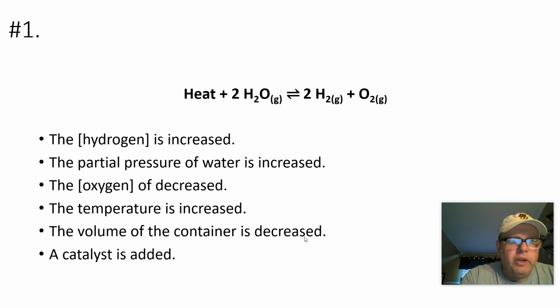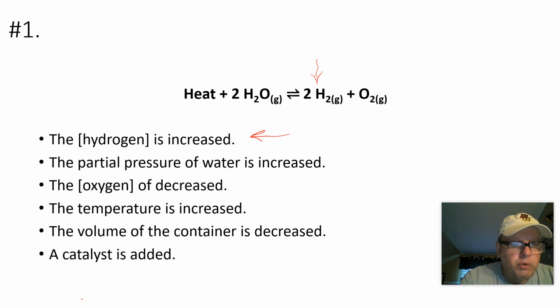So in the first one, if the amount of hydrogen is increased, so if I add more hydrogen, that is going to cause the system to want to get rid of the hydrogen. So in order to get rid of the hydrogen, it is going to shift equilibria to the left. It always wants to release the stress to not have that extra stress in it. So it will do that.